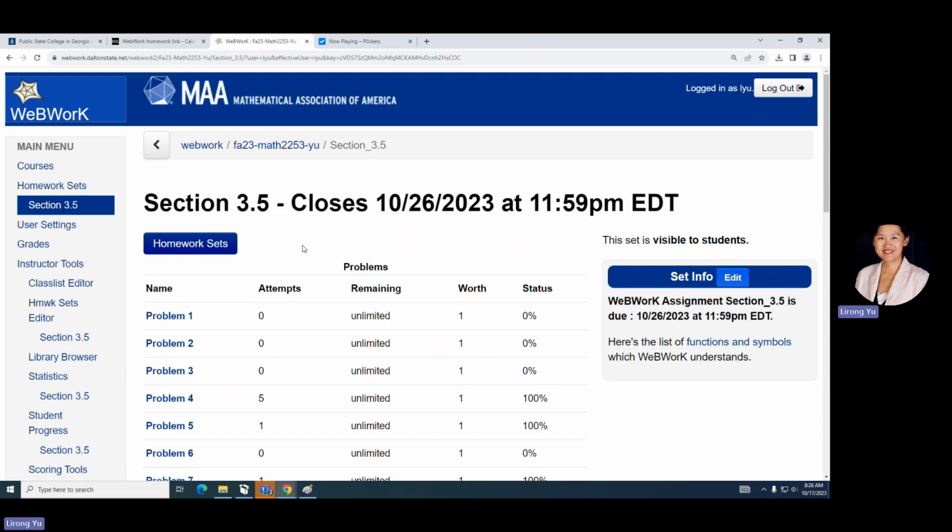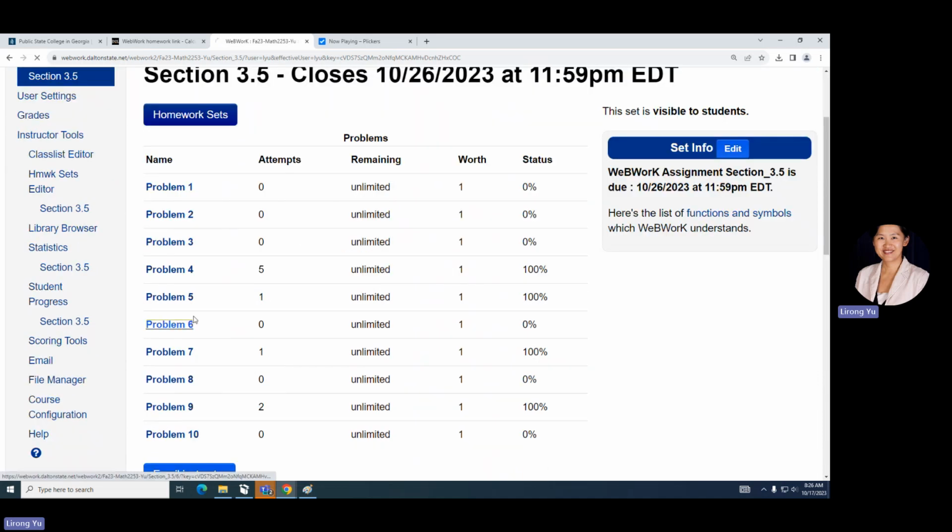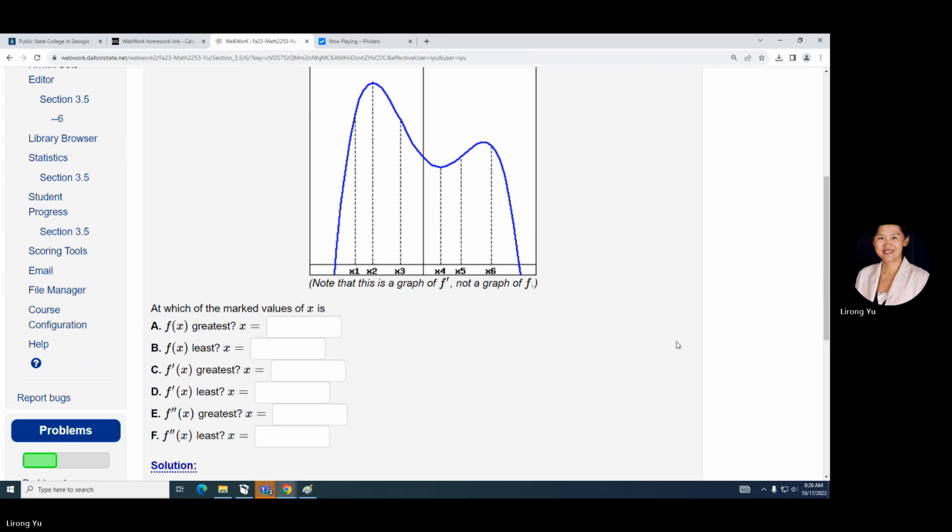3.5. Okay, it is a graphic question. We have 6 points, so we were looking at 6 spots on the graph. First one, we're trying to look for the greatest y value. It happens at x2. So the answer is x2.